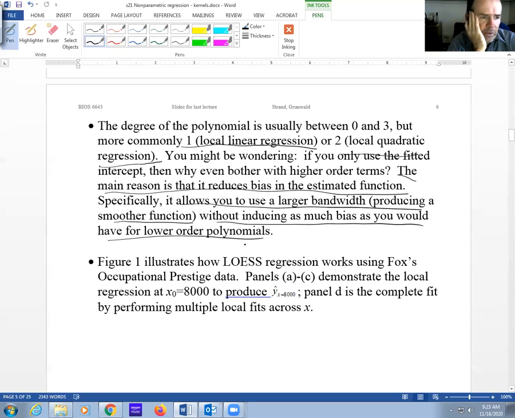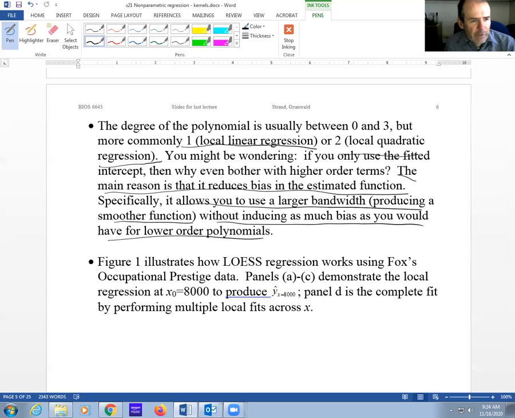Okay, so I'll give you an example here in a second about how this works. This data set is a pretty old data set. Fox is a guy who wrote several textbooks on nonparametric regression and local regression in particular. So this data set is a popular one, but it's an older data set. This is occupational prestige data. We're looking at salaries for people in Canada in 1971, so that's almost 50 years ago now.